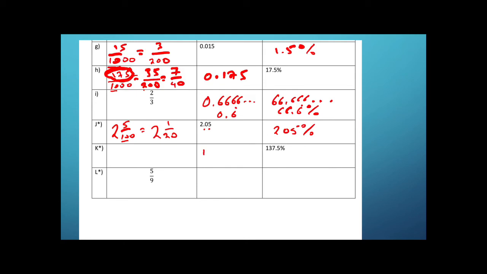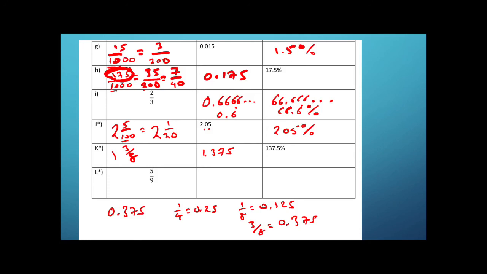137.5% is 1.375. Now in my previous video I showed how to get 0.375. Just to remind you, 1/4 is 0.25, so 1/8 is 0.125, and we can see from that that 3/8 is 0.375. So in fact this is 1 and 3/8. And again, it's probably just worth being able to recognize that.